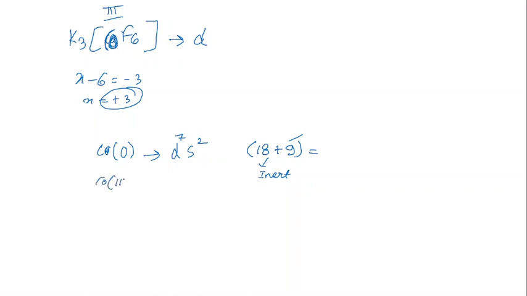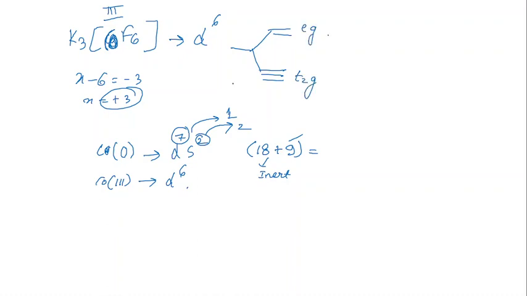Now, when you are removing 3 electrons, 1 electron will be removed from here, and 1 electron will be removed from here. So this is a D6 system. Did you get it? Yes, ma'am. Now tell me how the energy level is T2G and EG.